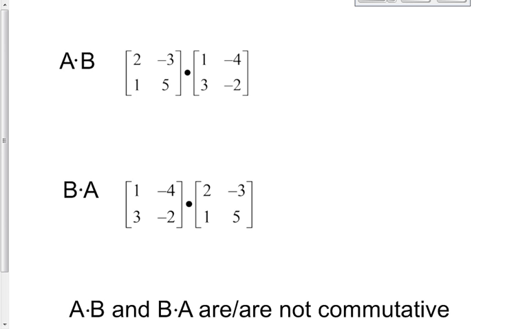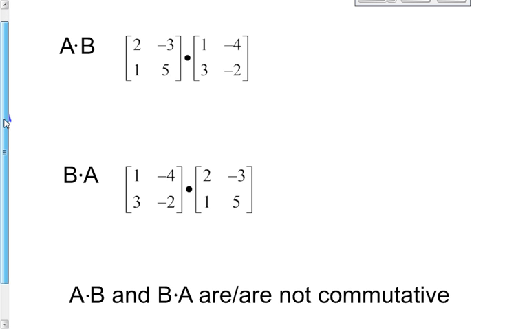All right, let's try it. We're going to do A times B. Your A matrix is 2, negative 3, 1, 5. B matrix is 1, negative 4, 3, negative 2. All right, so remember, we're going to slide over, slide down. 2 times 1 is 2, plus negative 3 times 3 is negative 9. That's my first entry.